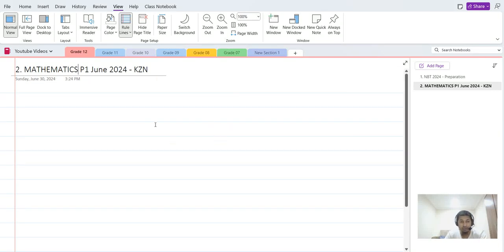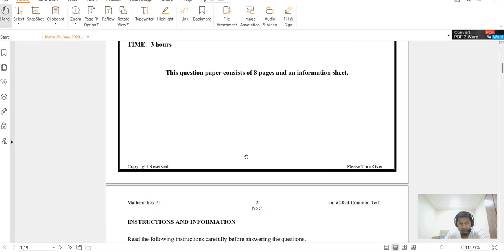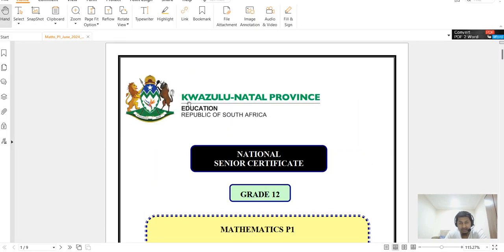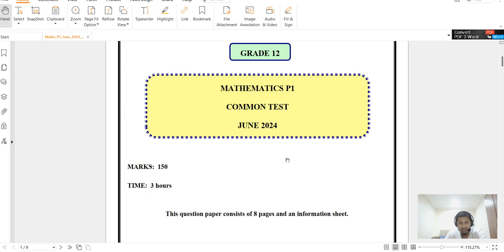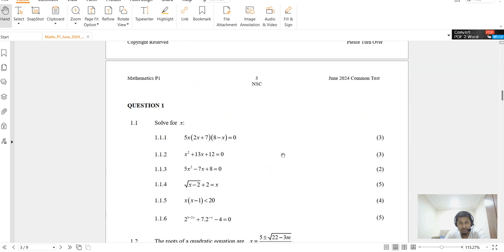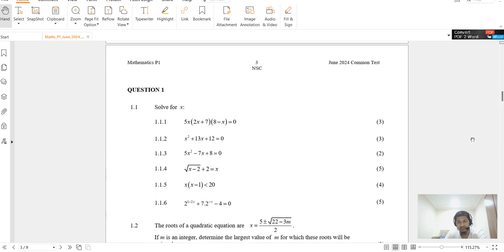In this video we will be solving the mathematics paper 1 June 2024. I have the paper opened, and it's the KZN KwaZulu-Natal province paper. So let us go straight into question 1 and solve this entire paper.